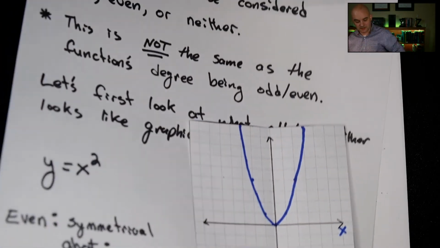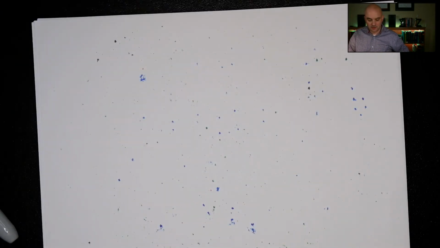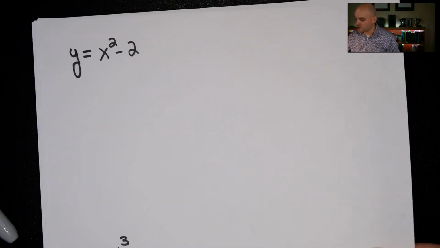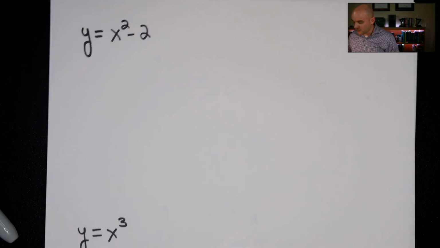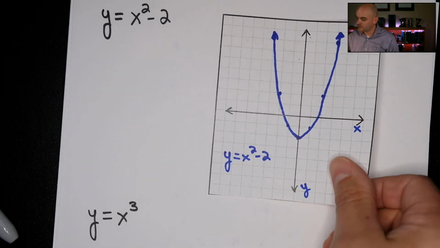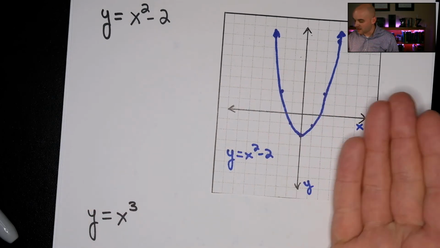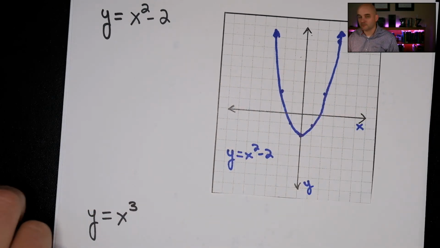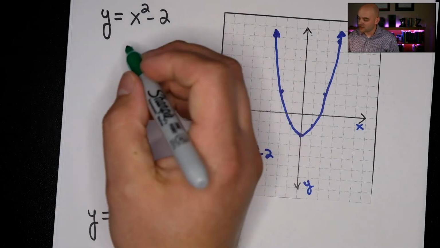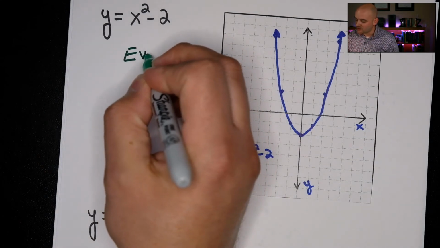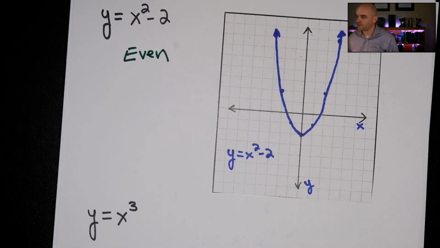Let's look at our next example here. We're going to stick with these x squareds for just one more example. We've got x squared minus 2. Now, if I were to fold it in half, does it match up perfectly? It does. So x squared minus 2 is an even function. Let's look at x cubed.